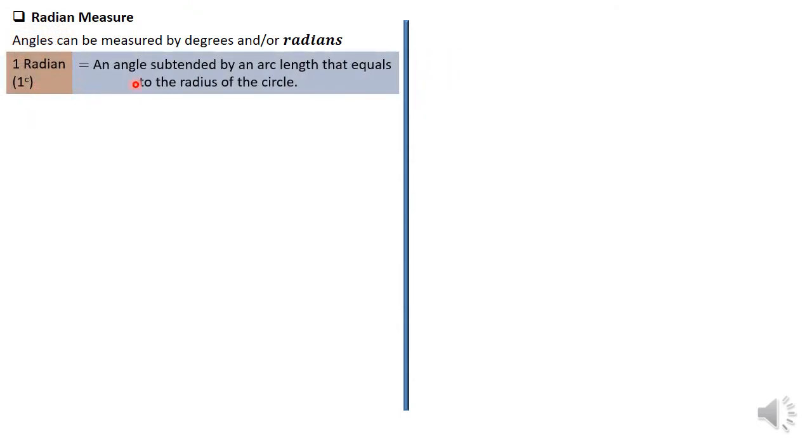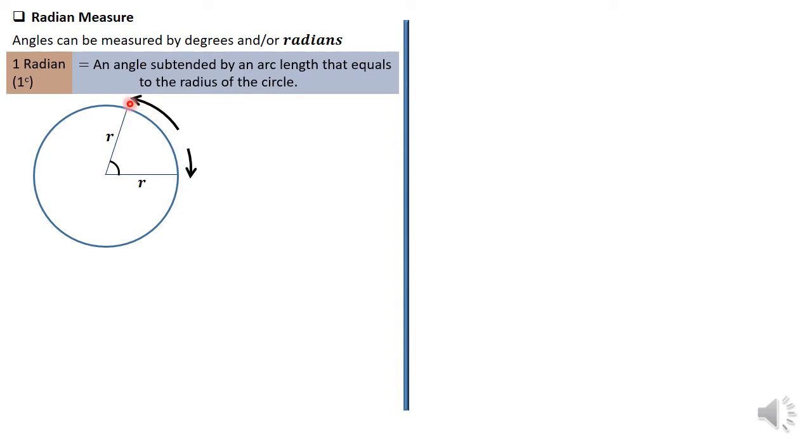Let me say that angles can be measured by degrees and or radians. We're used to degrees, but they are also measured using radians. A radian is normally an angle subtended by an arc length that equals the radius of a circle. And that means if we have a circle like this, and obviously this length here is the radius, it's also this one here.